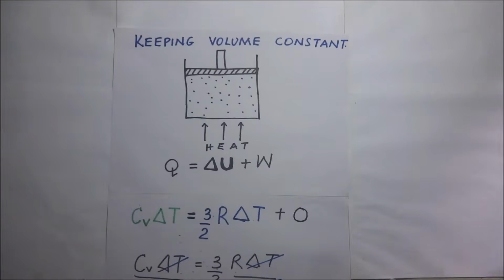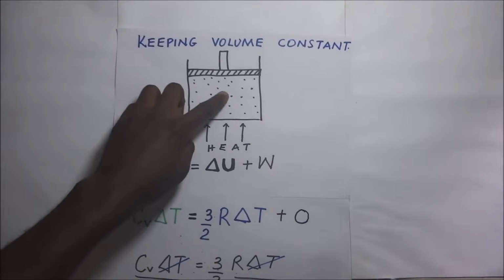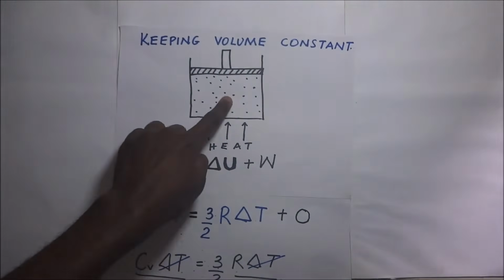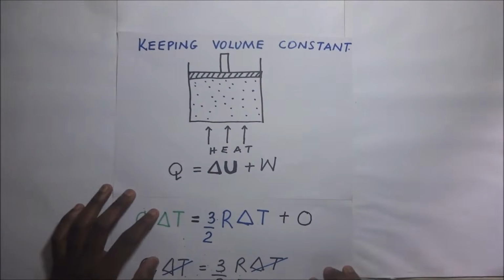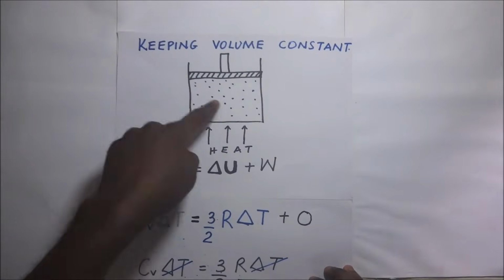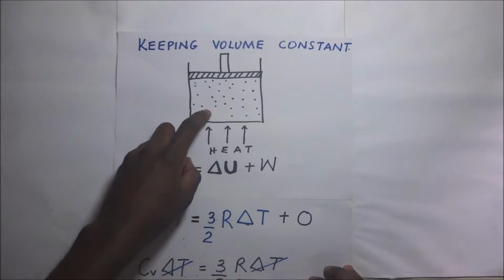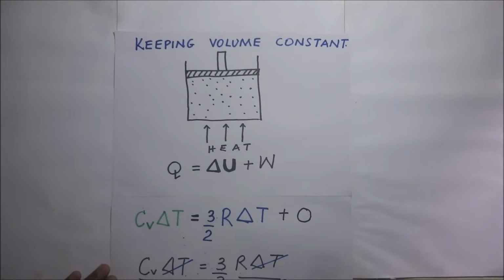Now to get started with the derivation, let's look at what happens when we keep the volume constant. Now right here we are having a container, and in this container we are having a gas. This gas is subject to heat. When we subject this to heat, definitely, of course, this heat is going to be picked up by these molecules of this ideal gas. Remember, when we are talking about an ideal gas, we are talking about a gas where the total internal energy is equivalent to its entire kinetic energy.